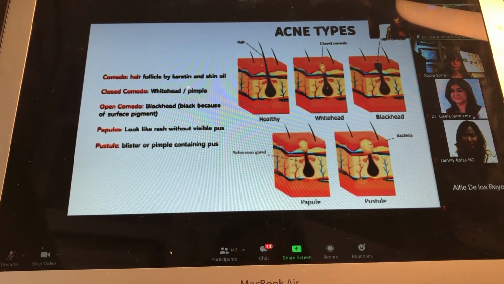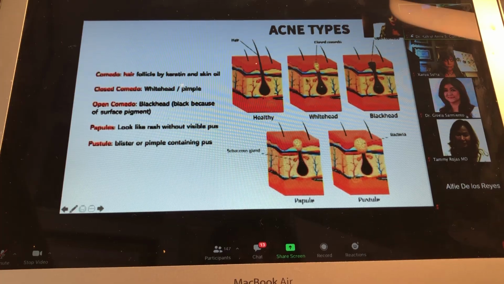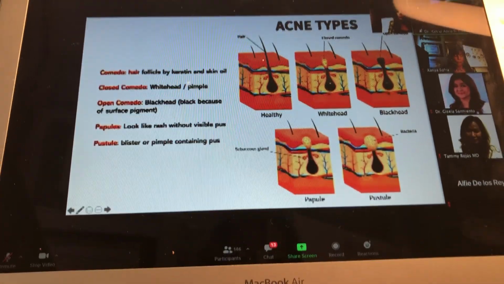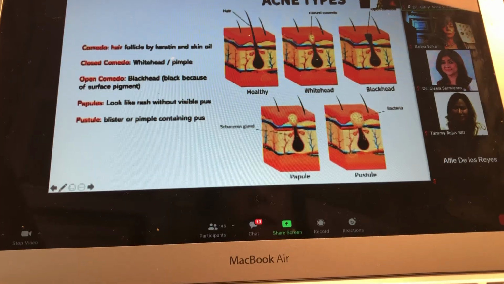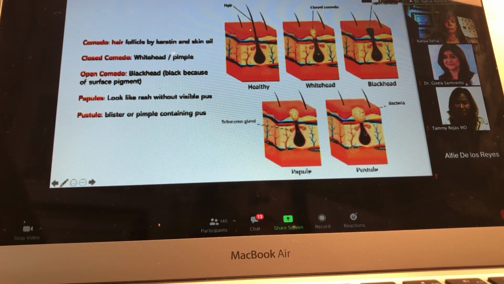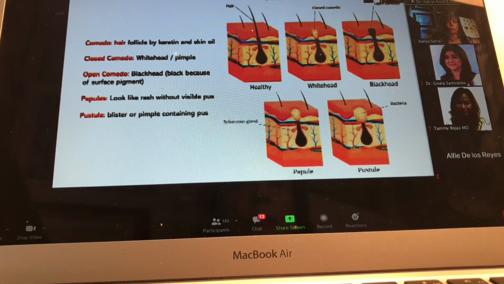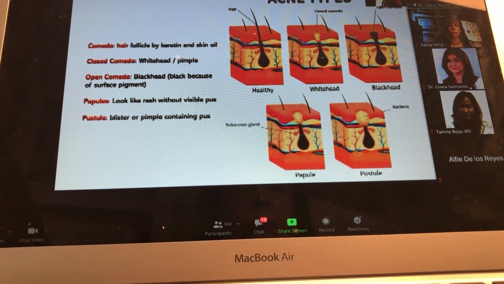Types of acne. Here you see healthy skin. Then here you see the whitehead and the blackhead. This is what a papule looks like and what a pustule looks like. Papules look like a rash without visible pus. Pustules are blisters or pimples containing pus.